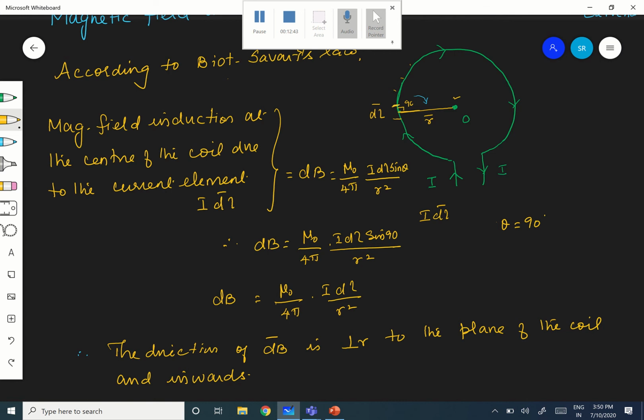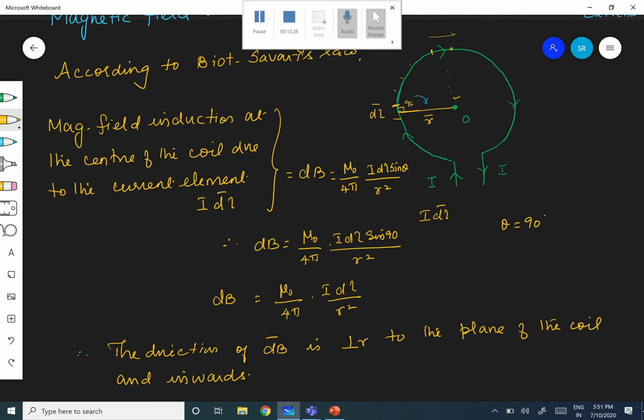So for that, listen to me, I will give you only one or two examples. I am taking dl here. If I take Idl here, once again apply your right hand thumb rule. The direction of the current is in this direction. Here also Idl, and this is r. Therefore, Idl and r, if you apply the right hand thumb rule, once again it will be inward. The direction of the magnetic field at O will definitely be inward.